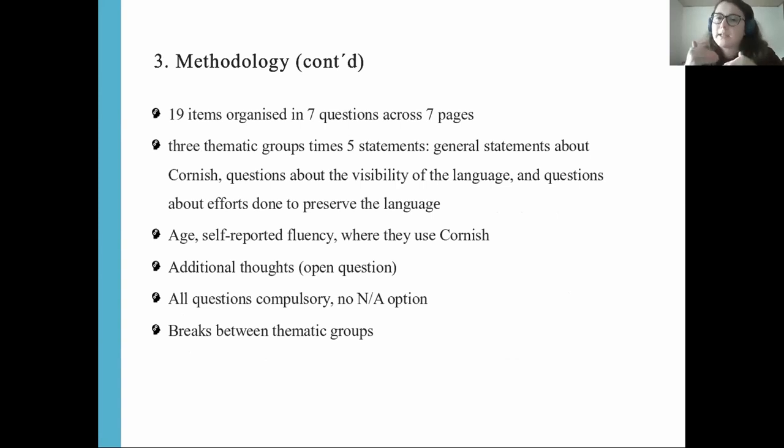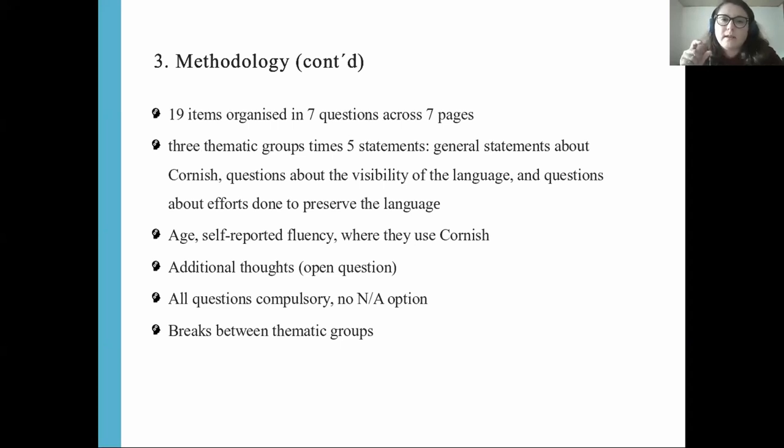So they were all statements related to these categories that the participants had to rate according to whether they agree or do not agree. So the scale ran from 1 to 4, where 1 was strongly disagree, 2 was disagree, 3 was agree, and 4 was strongly agree. So in total, I had 15 items that I organized in these 3 questions.